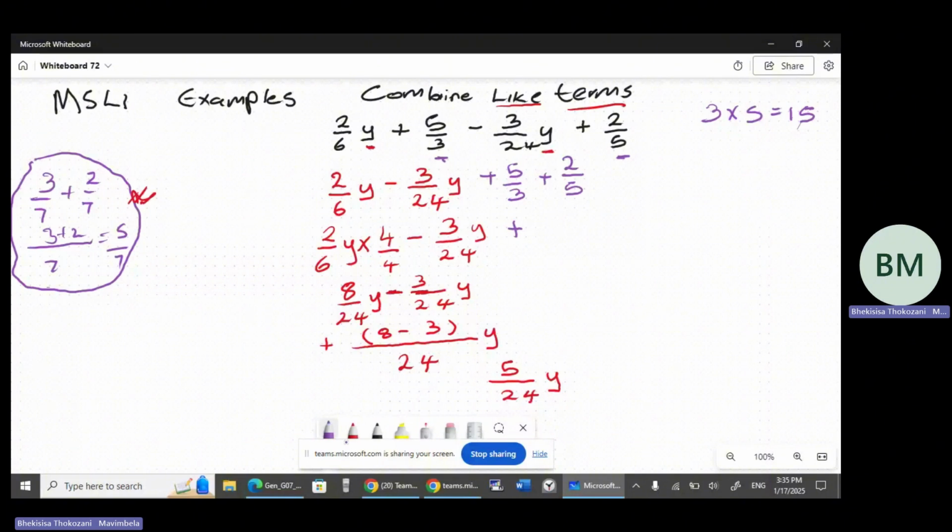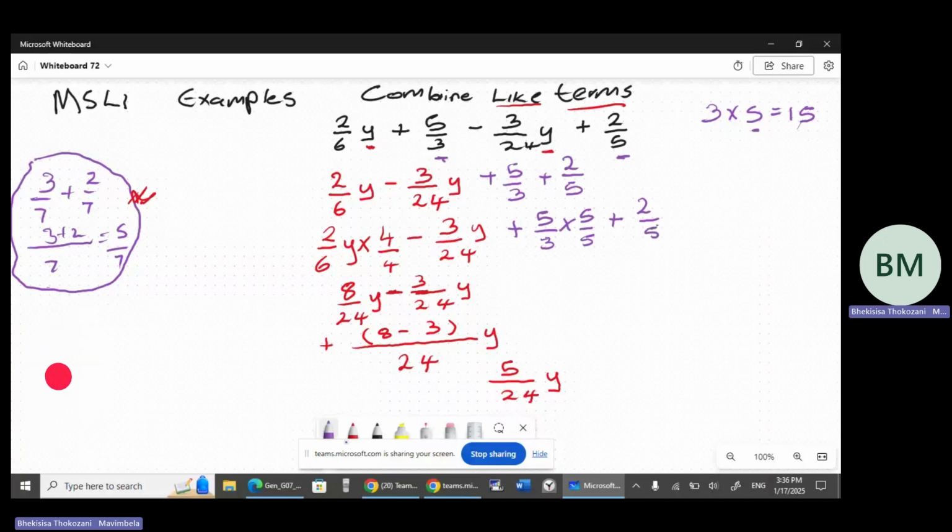Let's try that. So I have 5 over 3. Asking myself, what can I multiply 3 with in order to be 15? Of course, I have it here already. I can multiply it by 5. So I'm going to multiply that by 5 over 5, right? And plus, remember this 2 over 5? I have 2 over 5.